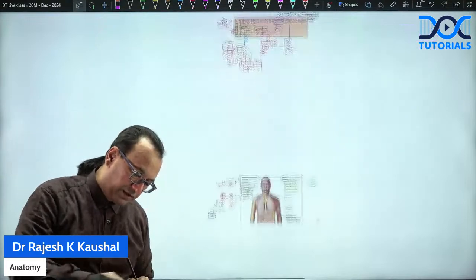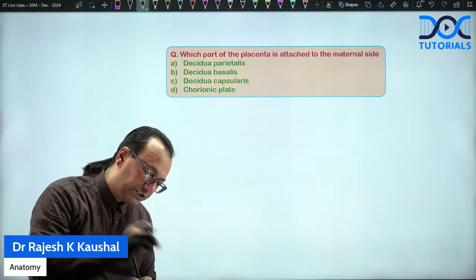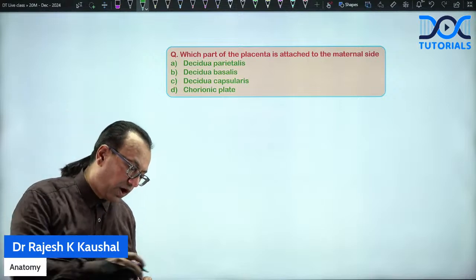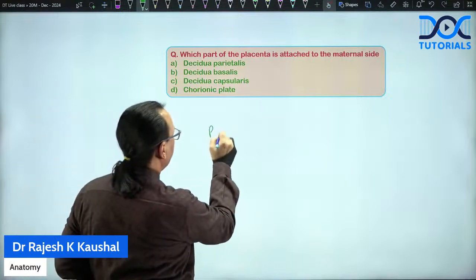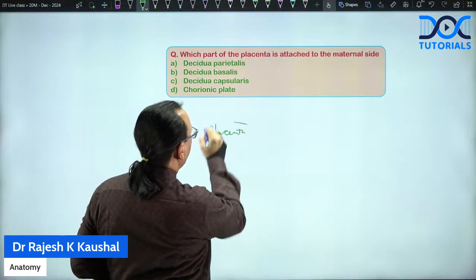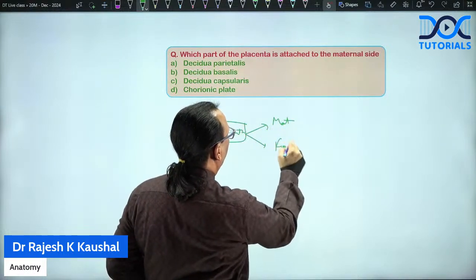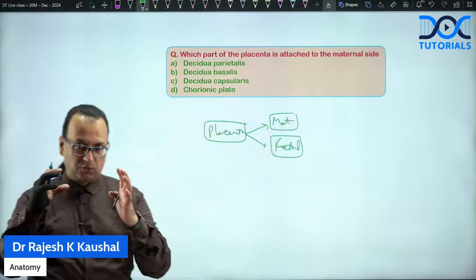Now, as we move further, you see this question. It is asking which part of the placenta is attaching to the maternal side. So what do you think? When you talk about the placenta, you'll have two components. See, this is about placenta. Placenta will have two components, maternal and fetal. So mother will give some component. In the mother, the baby is attaching to endometrium.